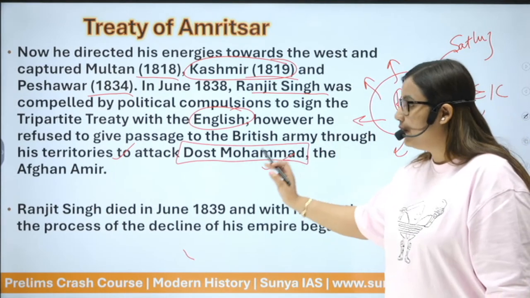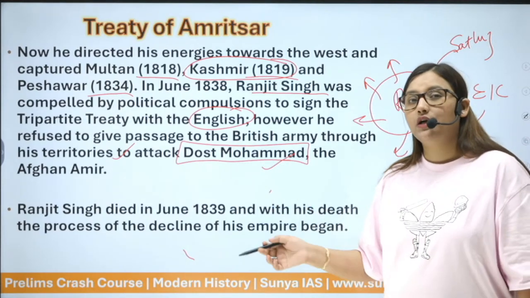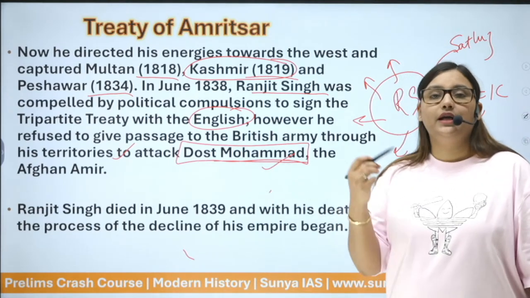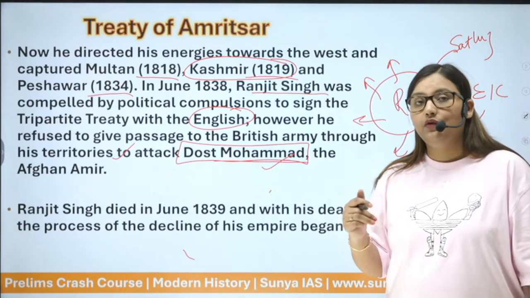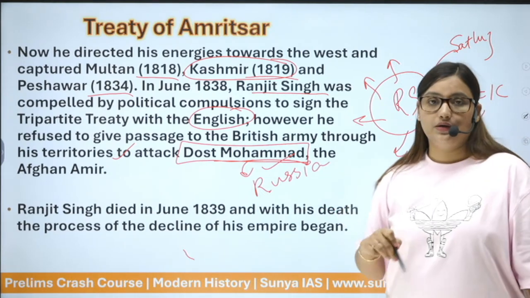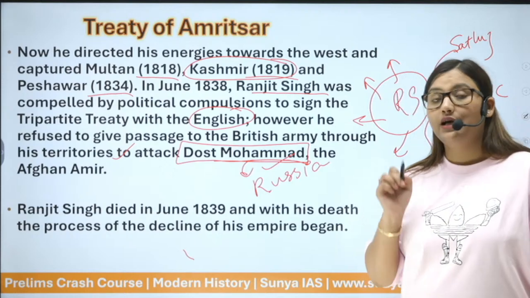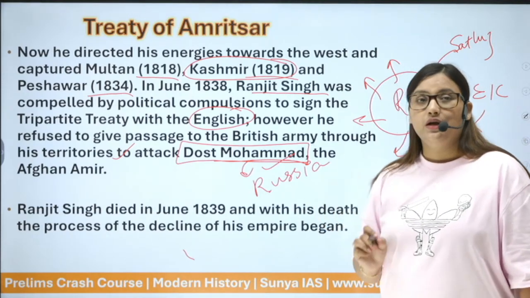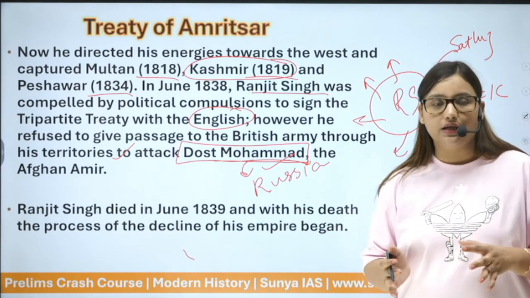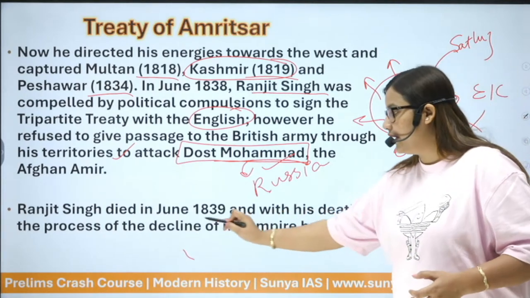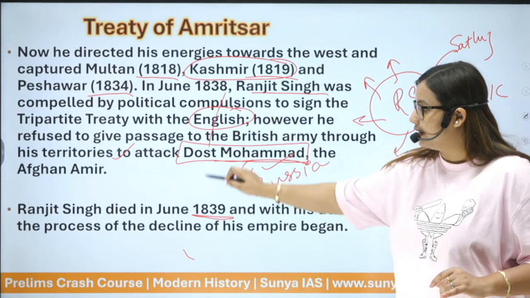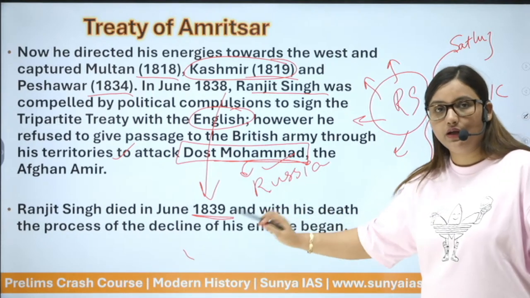Dost Muhammad was a very popular ruler of Afghanistan. English wanted to replace Dost Muhammad. Why? Because Dost Muhammad was not giving English powers in Afghanistan and was in good friendship with Russia. So a possible Russian invasion was there in the mind of Britishers, and that's why they wanted to replace Dost Muhammad. After this treaty, you will see Ranjit Singh will rule for a few years, but he will die. He died in June 1839. Okay? June 1839, he died. Matlab, one year after signing this tripartite treaty, he died.